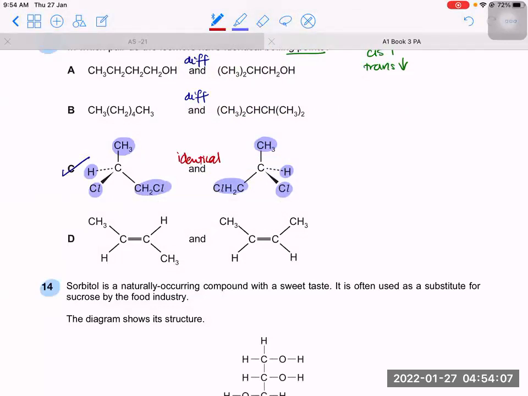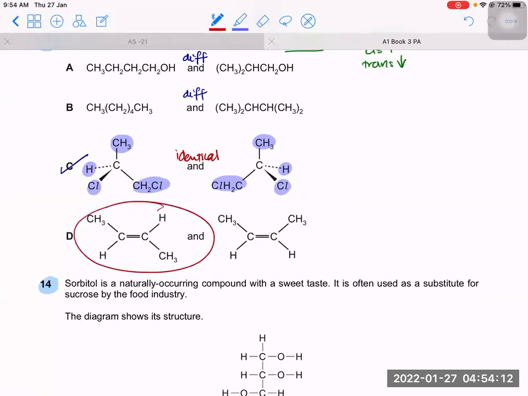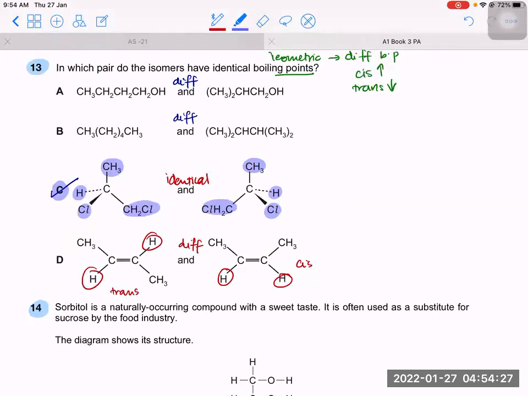In cis trans, if you see D, which isomer is it? This one is trans. Similar atoms on opposite sides. Similar atoms on same side. This is cis. Cis trans have different boiling points. The answer therefore is C. Identical boiling points is C.